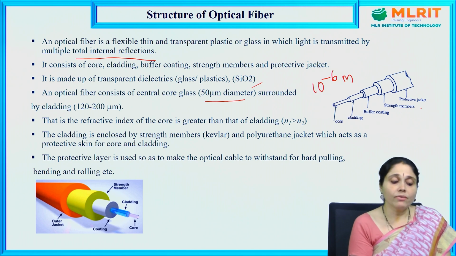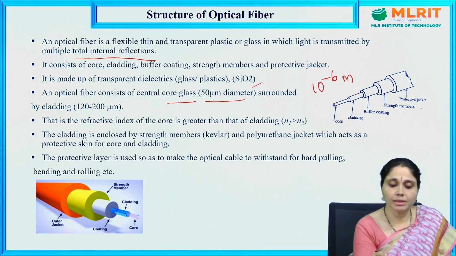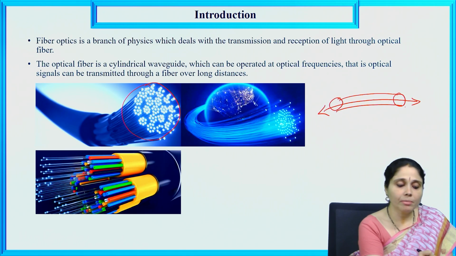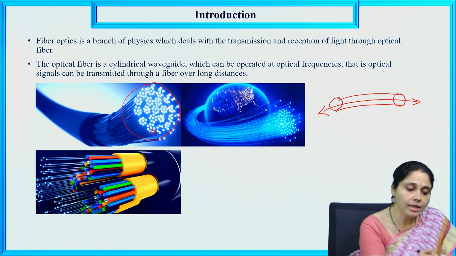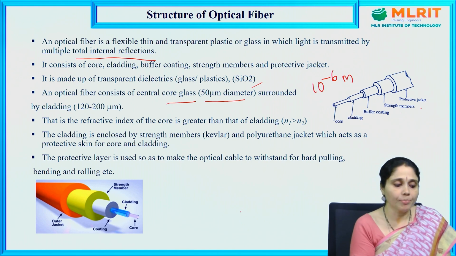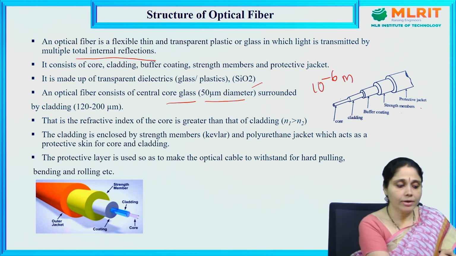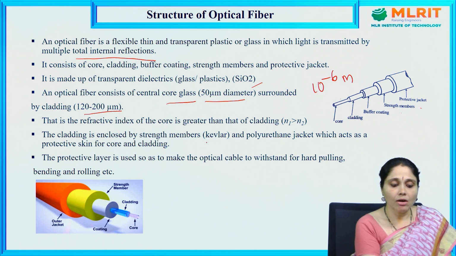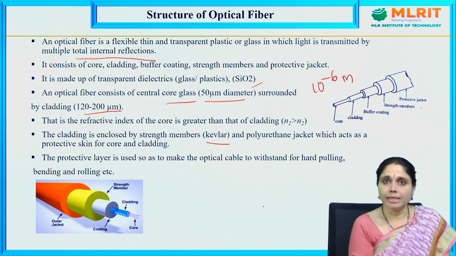So an optical fiber consists of central core glass. This is the center one. As we have seen in this diagram, there is a bunch of optical fibers, and we are now dealing with the single optical fiber. The single optical fiber consists of this much, and cladding of diameter 120 to 200 micrometers. The refractive index of the core is greater than that of the cladding. The cladding is enclosed by strength members called Kevlar and a polyethylene jacket, which acts as a protective skin for core and cladding.